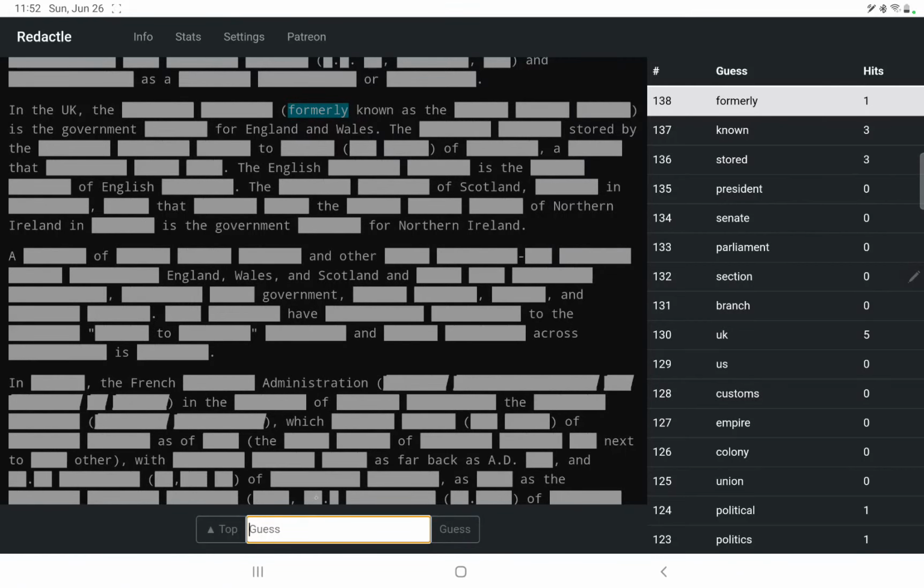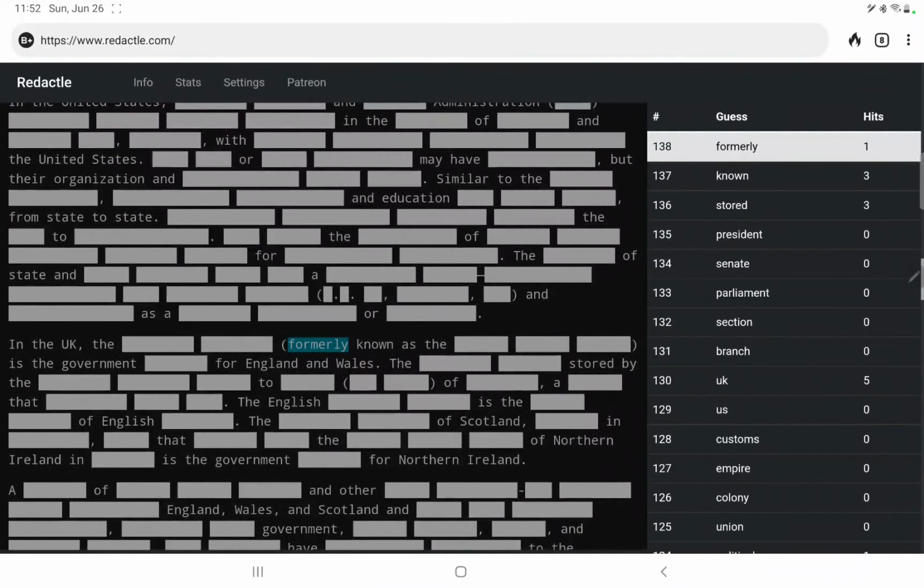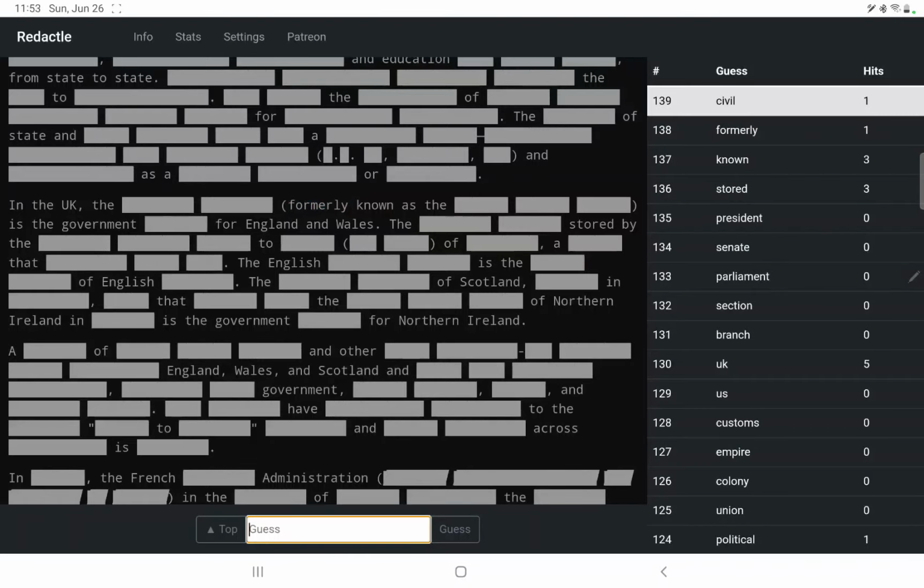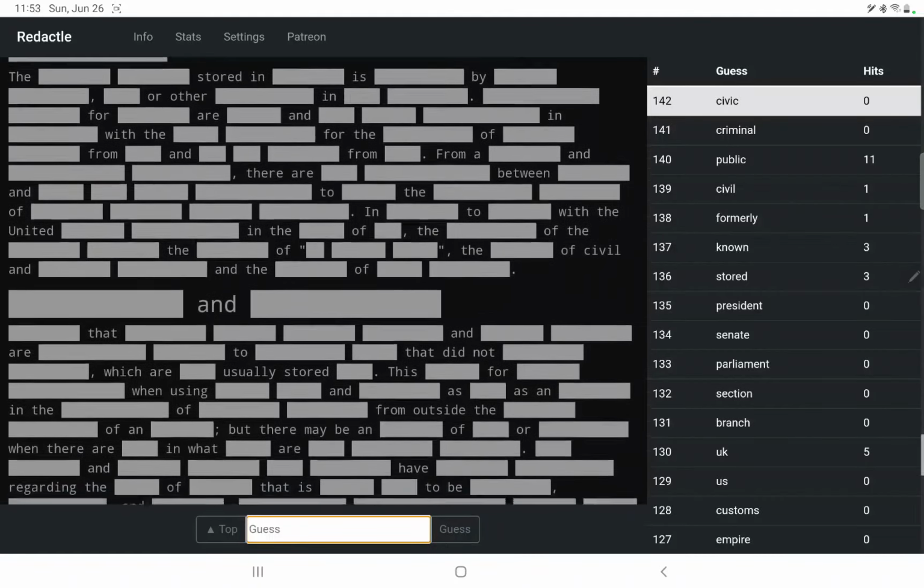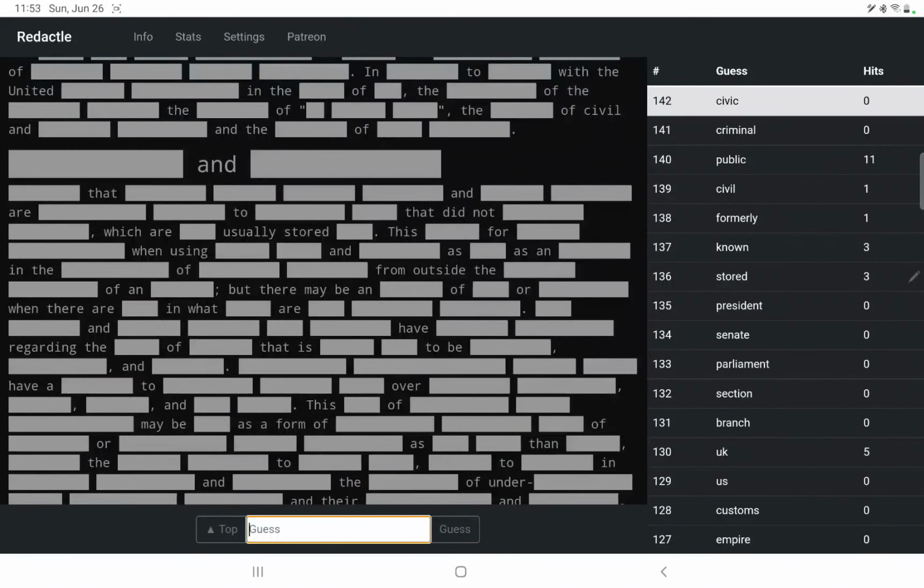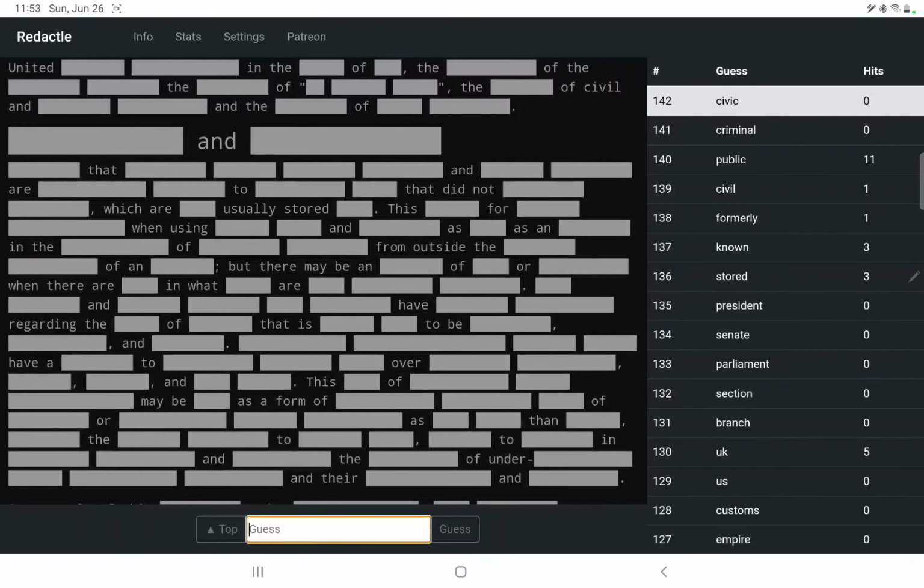So what is this? Yeah, I think it's just some term for government organization. Let's try this. Civil, of civil and something, public, criminal, civic, which are something usually stored. It's not not. How about interests? Interest.